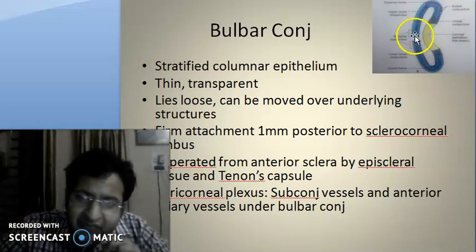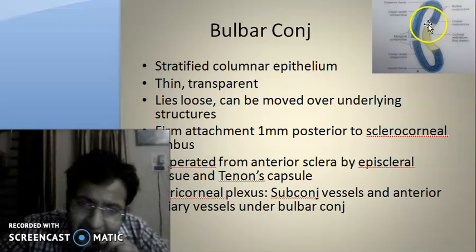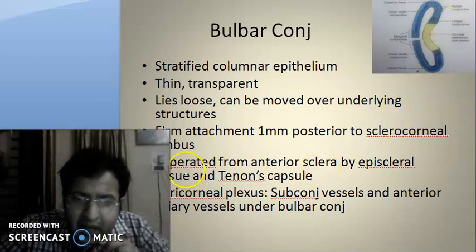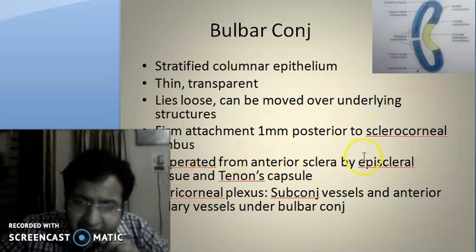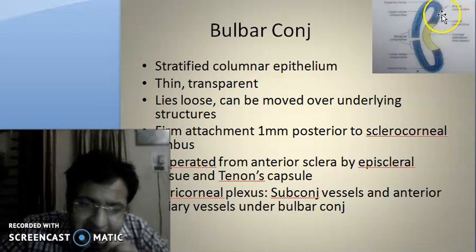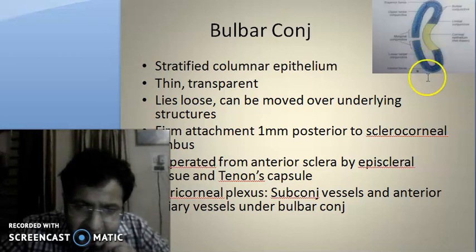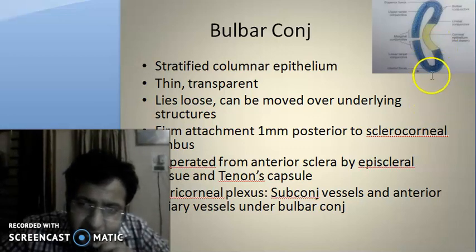The bulbar conjunctiva has a firm attachment 1 millimeter posterior to the sclerocorneal junction, and this is known as the limbal conjunctiva. And the bulbar conjunctiva is separated from the anterior sclera by what? The episcleral tissue and the Tenon's capsule. There is a pericorneal plexus which is formed from the subconjunctival vessels.